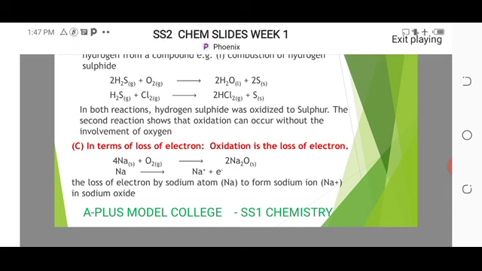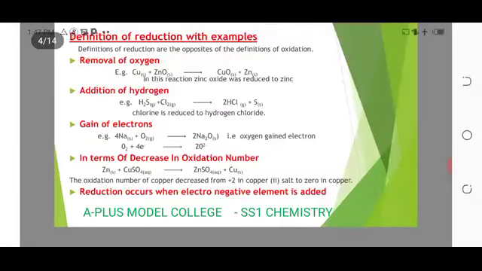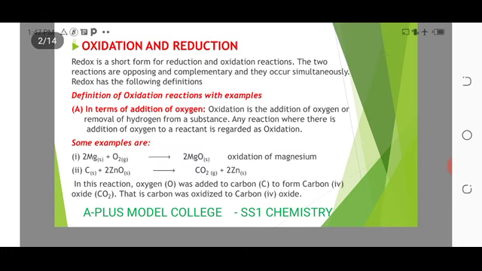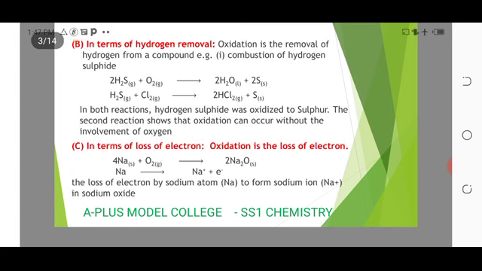So oxidation can be defined in three ways. First, oxidation is defined as the removal of hydrogen. Oxidation is also defined as the addition of oxygen. And the third is that oxidation is defined as the loss of electrons. Those are the three means.